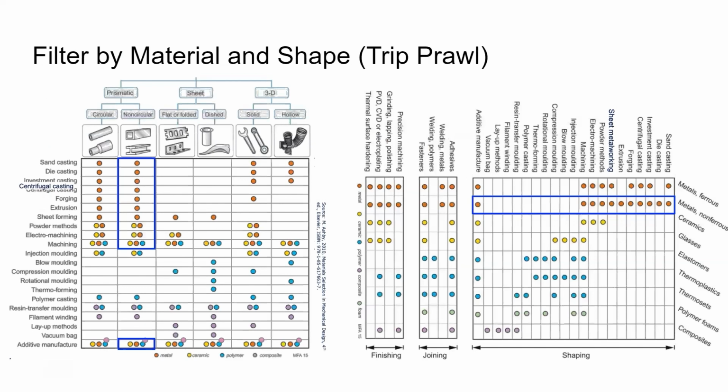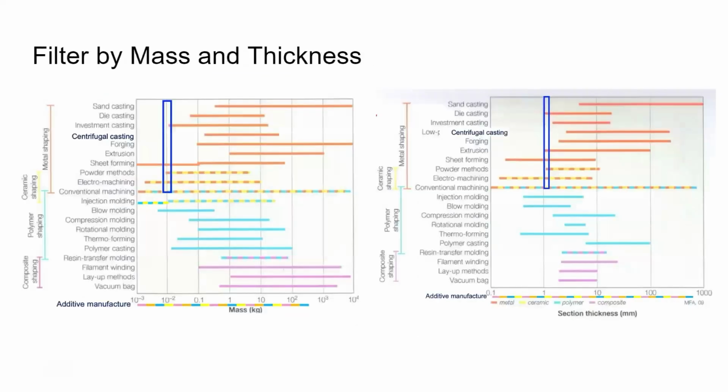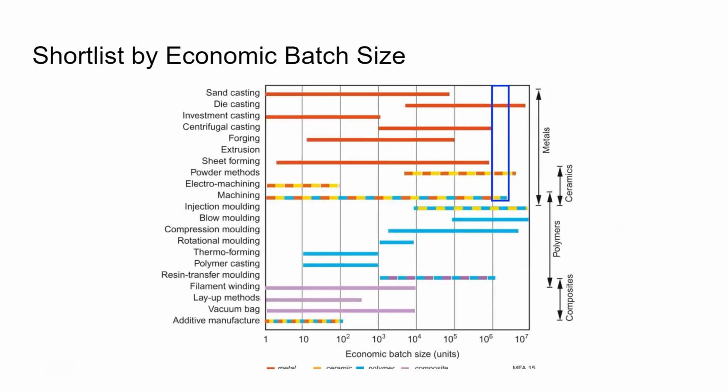So now, walking through how to select the manufacturing process. We see for the trip claw, it's prismatic, non-singular. It's also a metal. We end up going with aluminum, so it's going to be a non-ferrous metal. Filter by mass and thickness, which you see listed here in the black boxes. And then lastly, sort by economic batch size. Within the black box, we see about the only thing that's viable for this is going to be die casting.